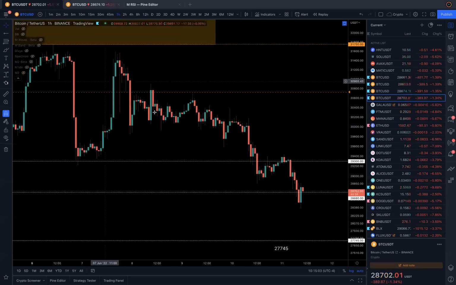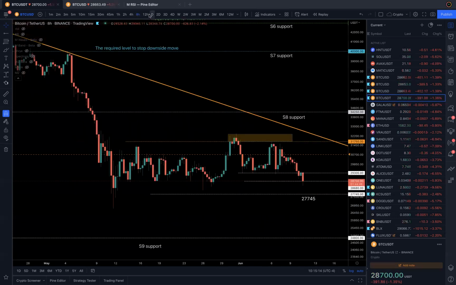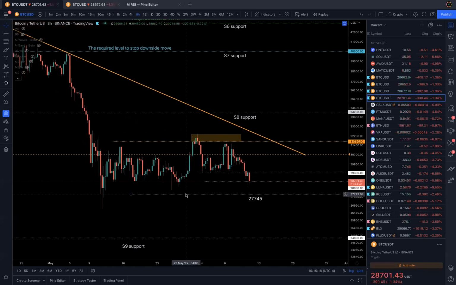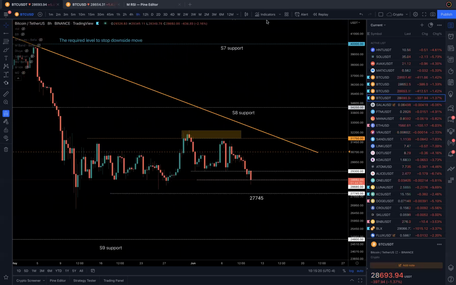So definitely it's not looking good on 1 hour. It's going down, making low. Okay, 8 hour is showing that it's trying to bounce off this support.